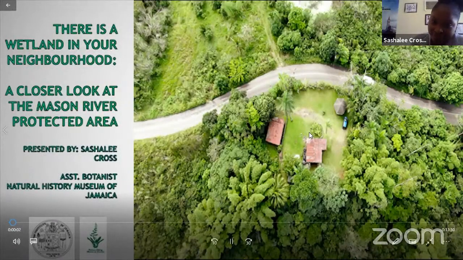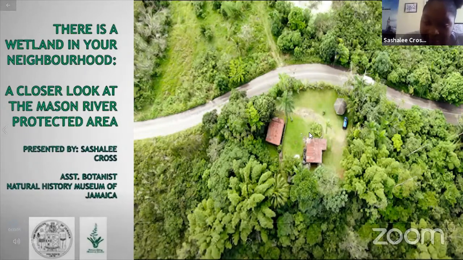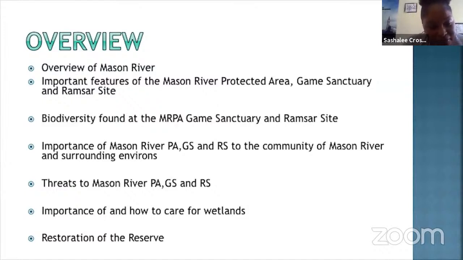Hello everyone, I am Sashalee Cross, Assistant Botanist within the Botany Department of the Natural History Museum of Jamaica. Today, I will be presenting on the topic, There is a Wetland in Your Neighborhood, a closer look at the Mason River Protected Area. In our presentation today, we will be looking at an overview of Mason River, important features of the Mason River Protected Area, Game Sanctuary and Ramsar site, its biodiversity, its importance and threats, as well as the importance of and how to take care of wetlands and restoration activities at the Mason River Protected Area.